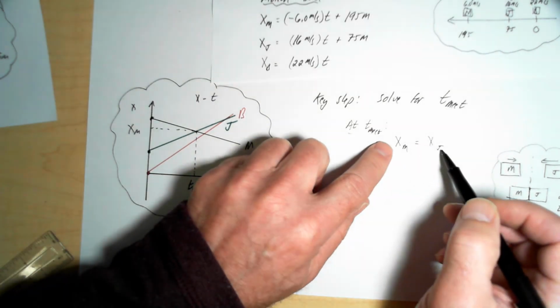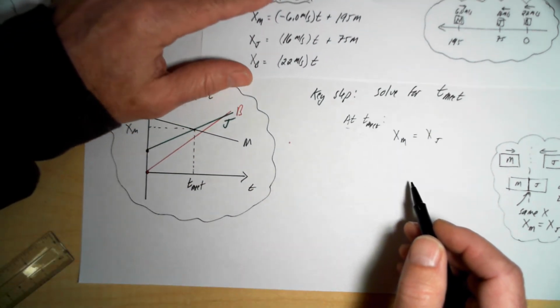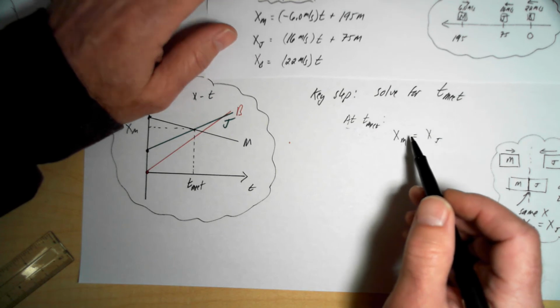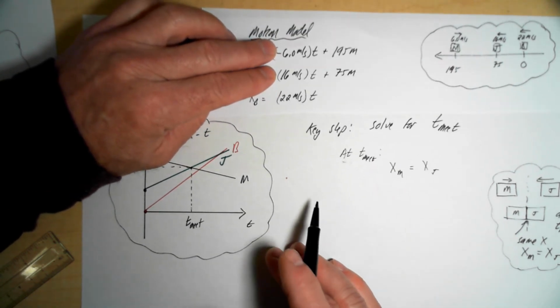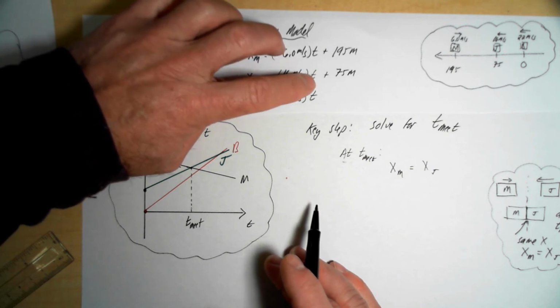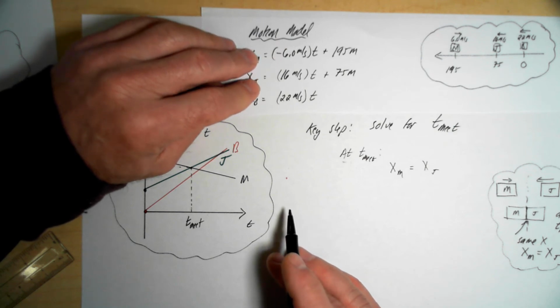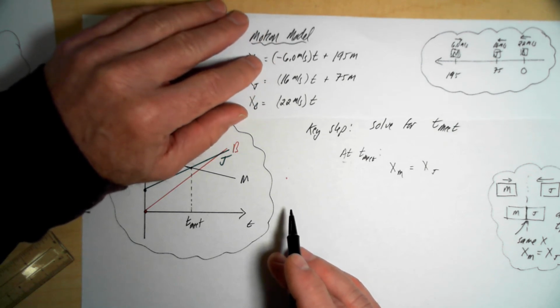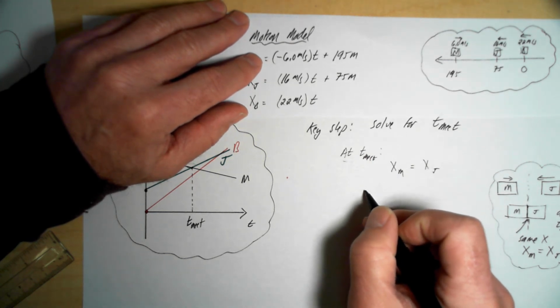Okay, so that's what we're saying right here at time meeting. So what we can do then is we can say, well, if their positions are the same, then we can set their two position equations equal to each other. And that way we'll only have one variable, one unknown. So we're going to do that. Now I'm going to do something that may shock you. I'll just do it and then we'll talk about it. Check this out. See if you find this shocking.